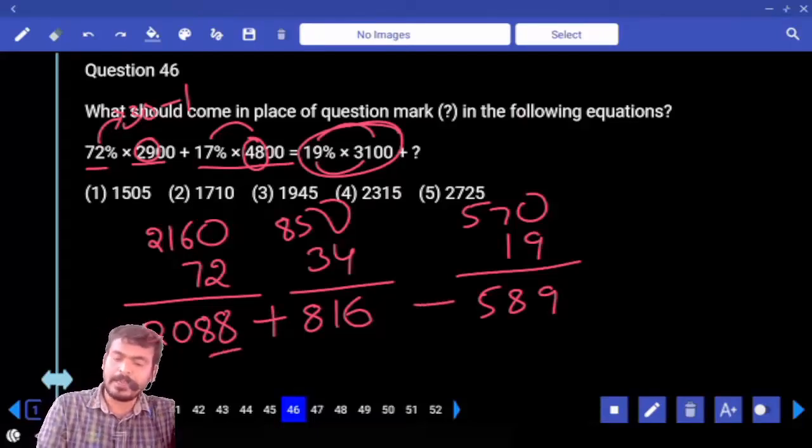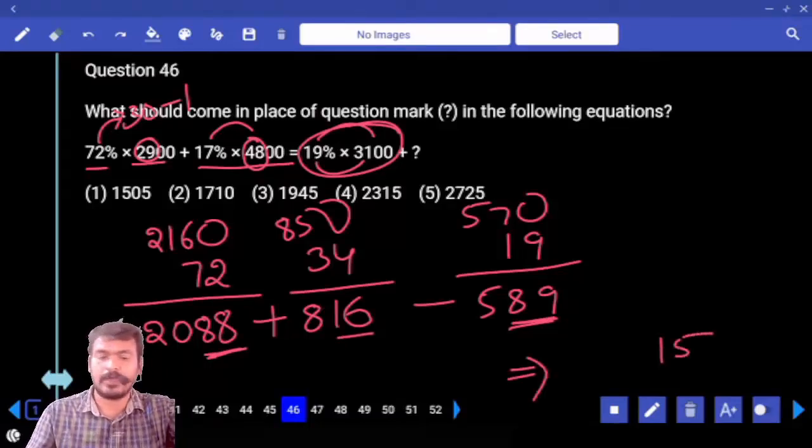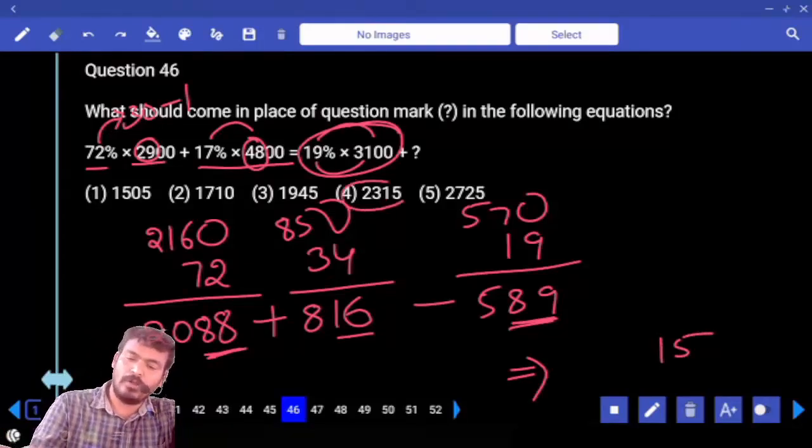Okay, 88 minus 89. Verify the last two digits. 88 and 89 minus 1 plus 16 minus 1, 15. Ending with 15. How many options? Only one.